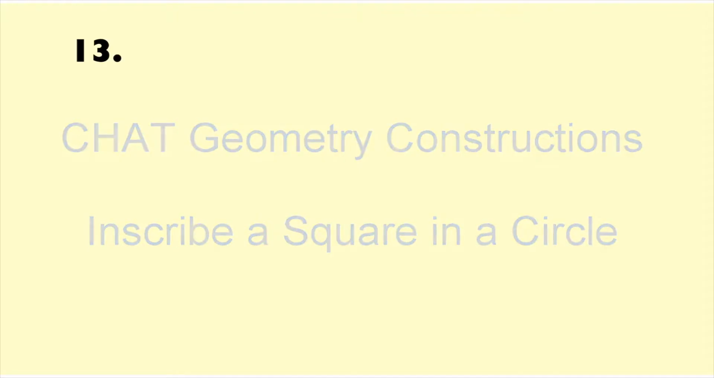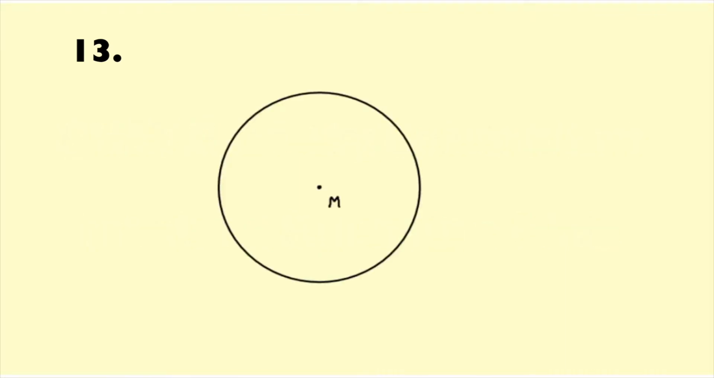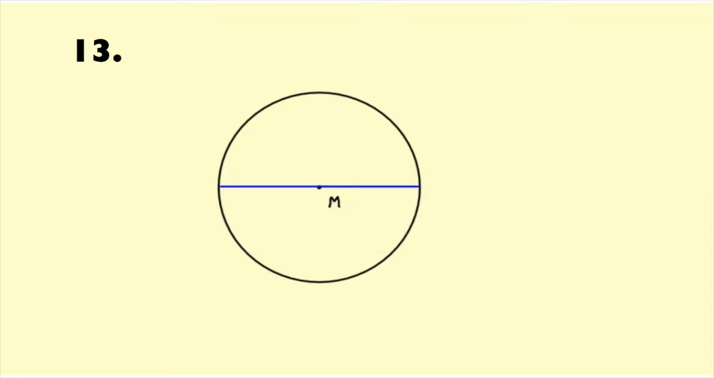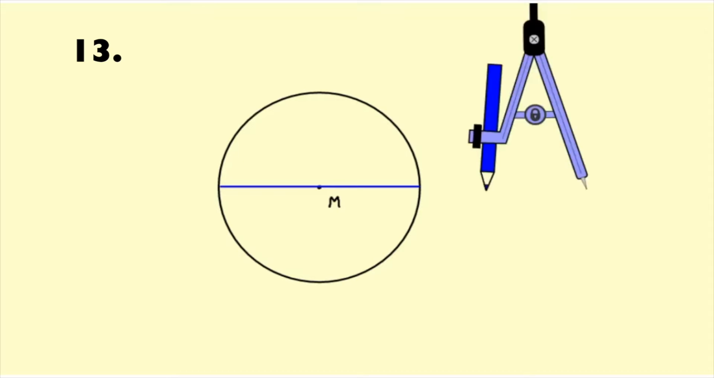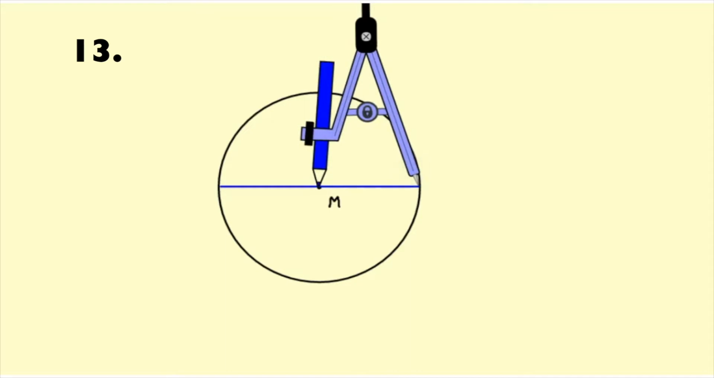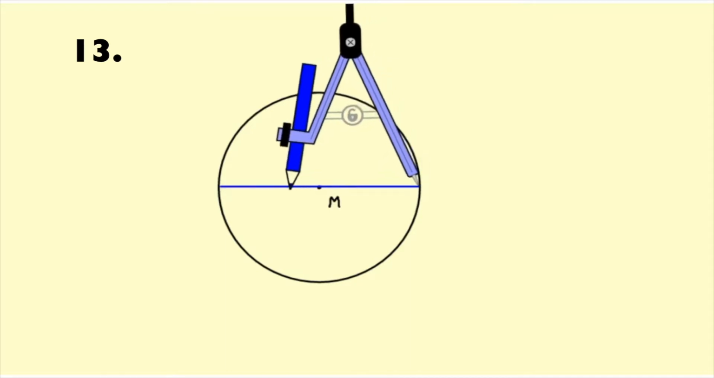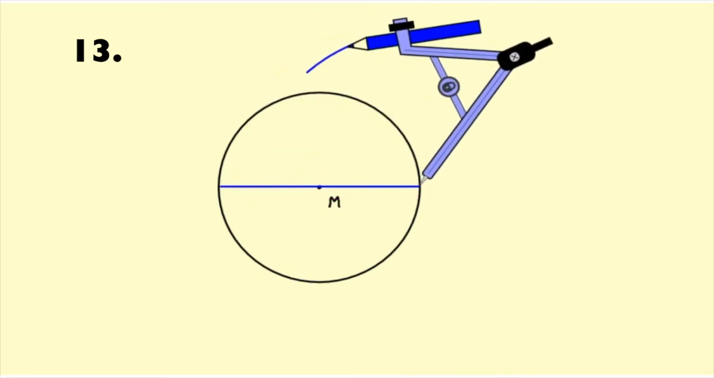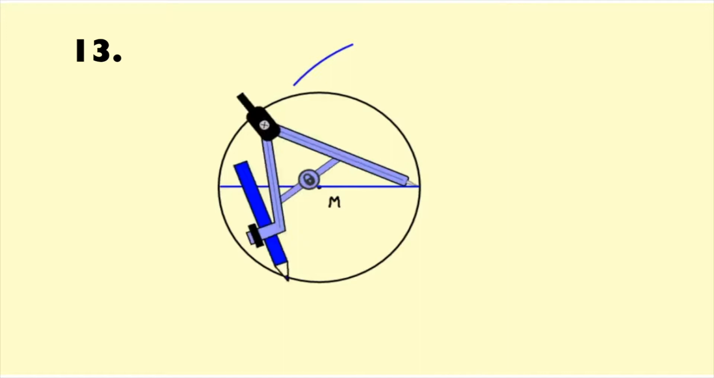In this video, I'm going to show you how to inscribe a square in a circle. I start with a circle with center M. The first thing that I'm going to do is draw a diameter using a straight edge. Next, we're going to draw the perpendicular bisector of that diameter. When we construct a perpendicular bisector, we put the point of the compass on each end of the segment, and then we make sure that our compass is opened up more than halfway, and then we draw arcs above and below from each end point.